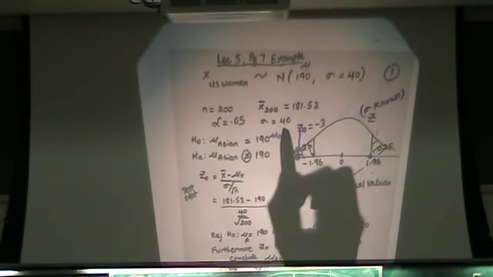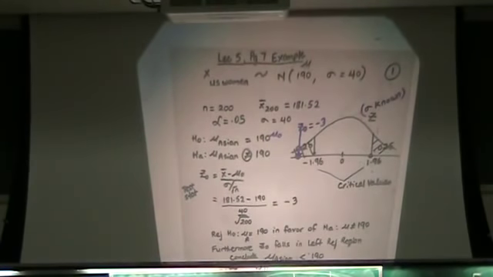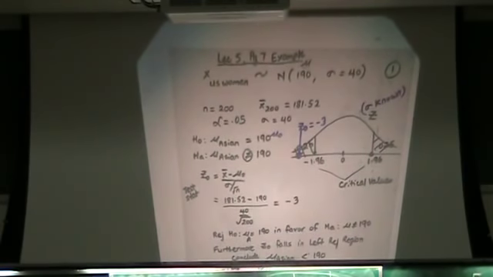Test the null hypothesis that the mean is 190. This is for Asians now, not for US. Test that the mean is 190 versus the alternate hypothesis that the mean is not equal to 190. So this will be a two-sided test.